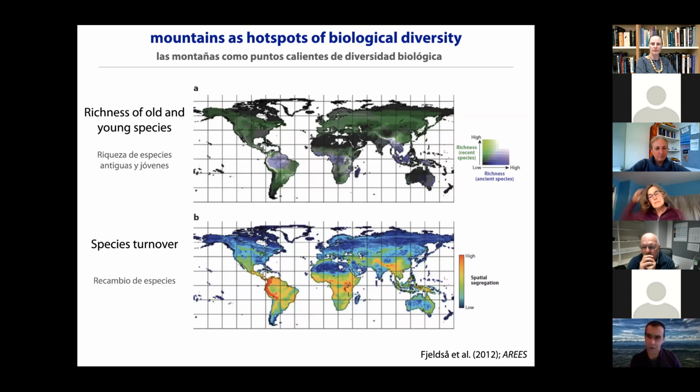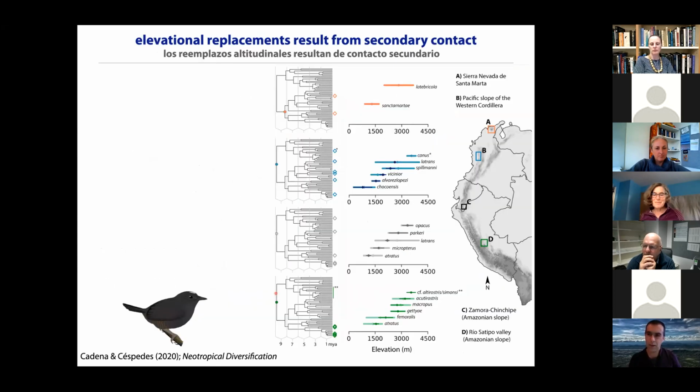And I could speak for a full hour about this, but what I'm going to say is that I think we've done enough work to come up with some generalities in terms of how these elevational replacements arise. So here's an example of a group of birds we've been working on for several years now, and I'm showing you on the right four different elevational gradients. You can see the elevational distributions of species in these ranges, and this pattern where species have restricted ranges and replace each other as you move across elevations.